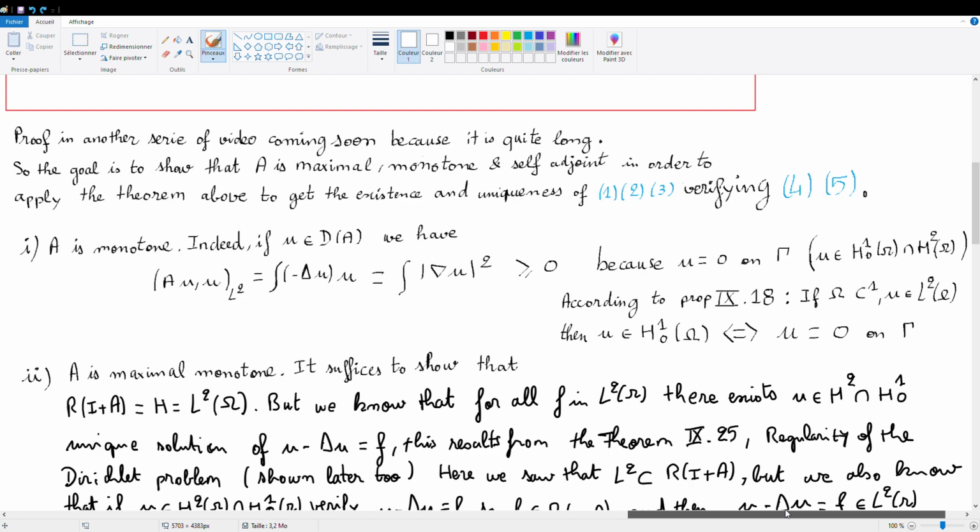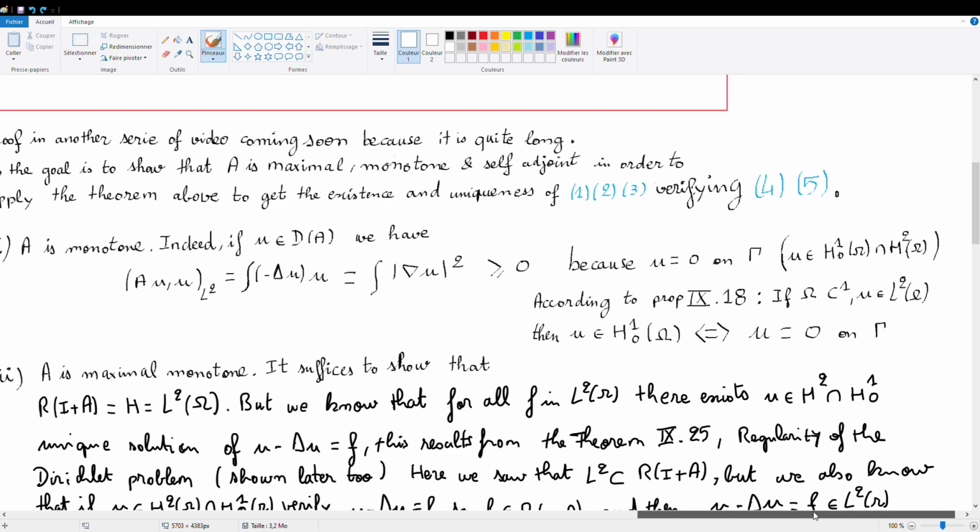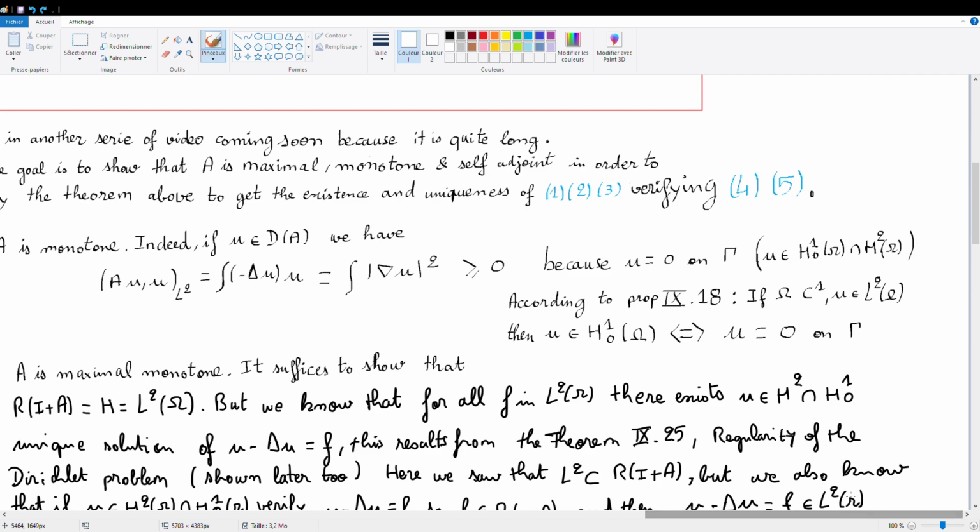A is monotone. Indeed, if u is in D(A), we have the L2 scalar product of Au and u equal to the integral of minus Laplacian u times u, which is equal to the integral of the absolute value of the gradient of u squared, which is positive, because u is equal to 0 on gamma. u is indeed in H1_0 of omega, and according to proposition 9.18, if omega is C1, u in L2 of omega, then u in H1_0 of omega is equivalent to u equals 0 on the boundary.